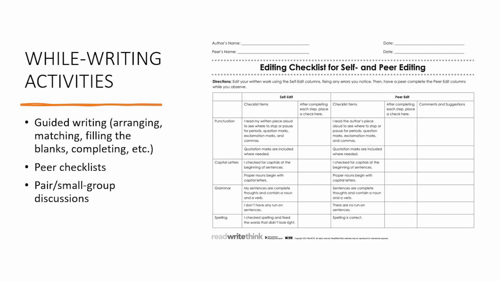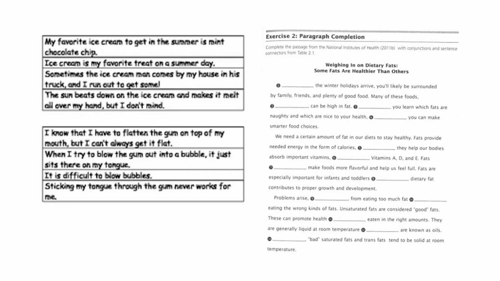And then this is an example of a jumbled paragraph. So in while writing activities, we can give them guided practice first. For example, we give them a jumbled paragraph. If we have to write about a descriptive paragraph, for example, we give them a sample which is jumbled, and the students need to rearrange it into a good order.